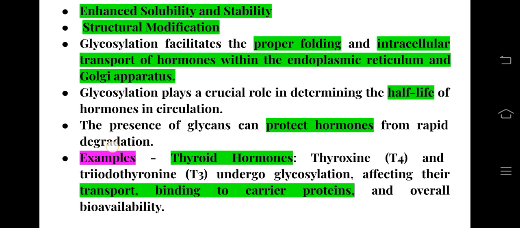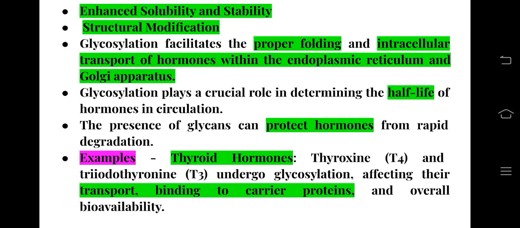Then enhanced solubility and stability. These are some important effects of this glycosylation process. Enhanced stability and solubility. Structural modifications will be taking place. Then glycosylation facilitates the proper folding and intracellular transport of hormones within the endoplasmic reticulum and Golgi apparatus. Then glycosylation plays a crucial role in determining the half-life of hormones in circulation. What is half-life? We will be learning later.